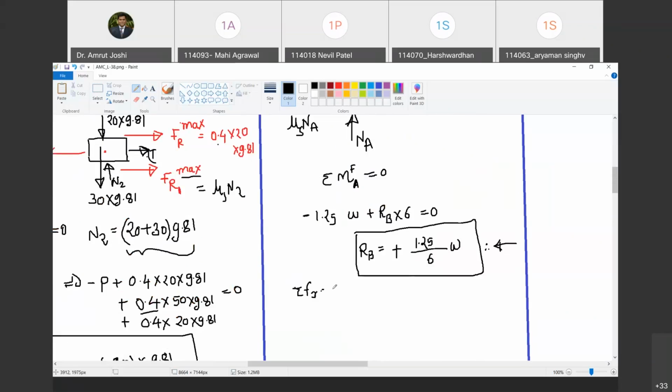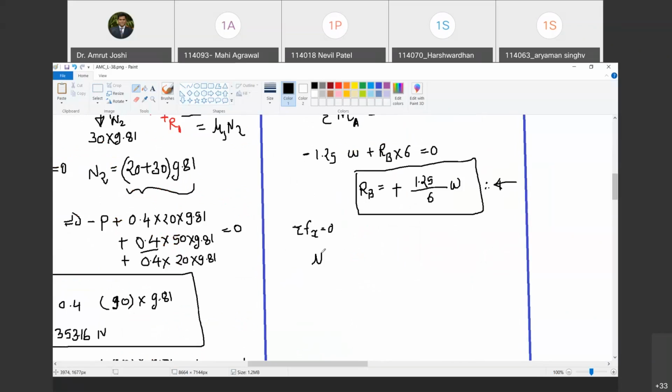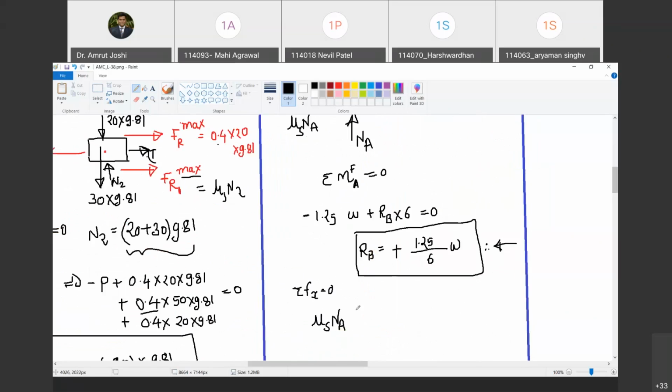Are you with me? Yes, sir. And what does that give me? Mu s times Na, happy? Yes, sir. Minus Rb, minus Rb must be equal to 0. But that indicates mu s is equal to Rb upon Na. Do you agree with me?